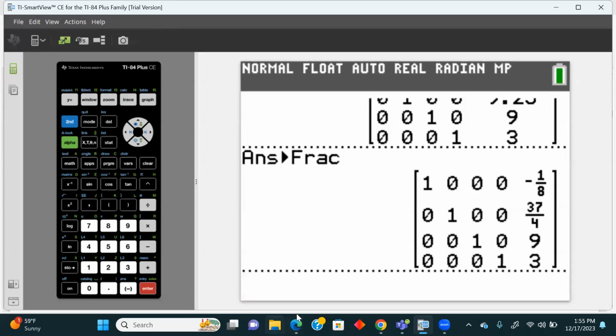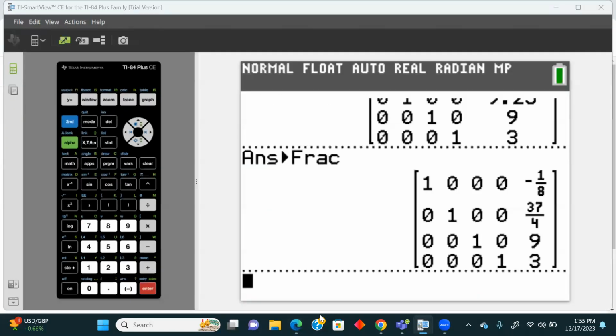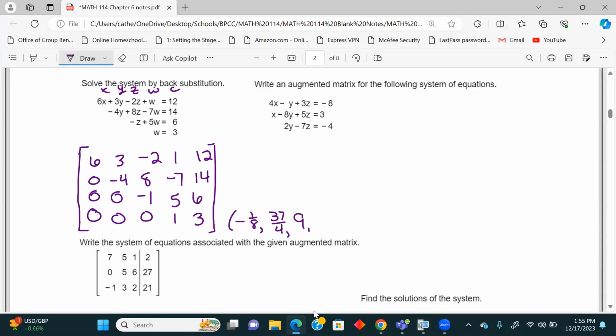So let's write that out. I'm going to do that down here. 9 and 3. So that's the solution to that system.